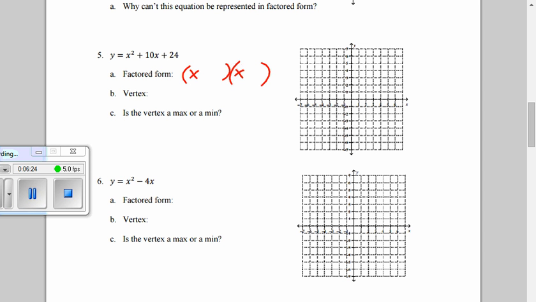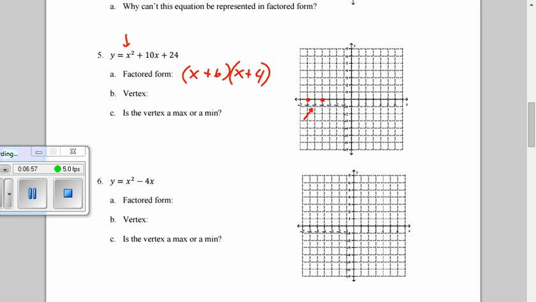How do you multiply to 24 and add to 10? 6 and 4 adds to 10, yes. So plus 6 plus 4. 6 times 4 is 24. There we go, good. So then what does that tell me? Negative 6 and negative 4 are the what? Roots, x-intercepts, zeros. Yes. And since this is a U shape because there's no negative in front, I can tell the vertex must be right there, can't you?